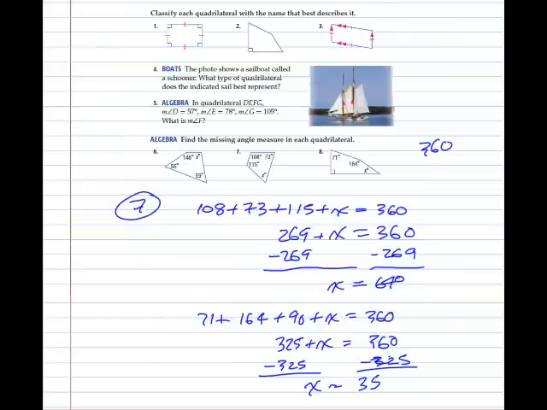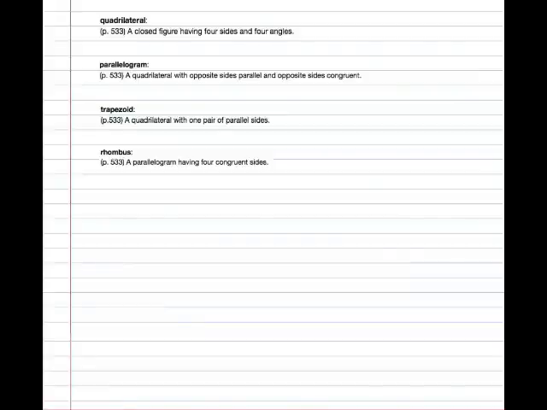360 minus 269. This is 20 or 35. We get a 1 here. We borrow here. We've got 15. It appears to be 91 degrees, not 64 degrees. I don't know where that came from.